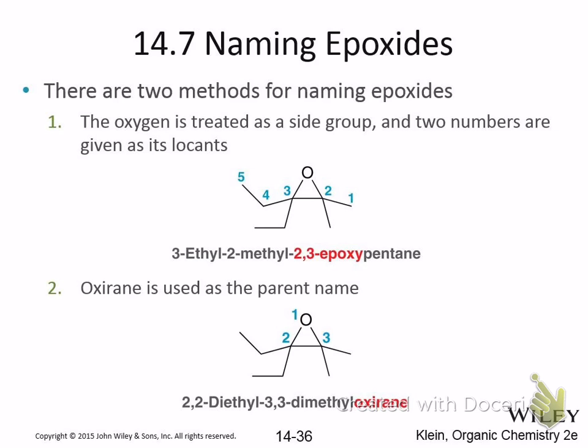So if you want to name this, what you do is you say 1, 2, 3, and in this case you put the substituents in alphabetical order, so whichever one comes first gets the number 2, okay? So this one is ethyl, and this one's methyl, so that's why the numbering for this compound started here and went around this way. And so now this becomes 2,2-diethyl-3,3-dimethyloxirane, and oxirane is the parent of that system.